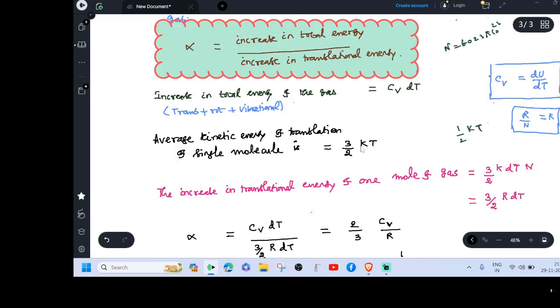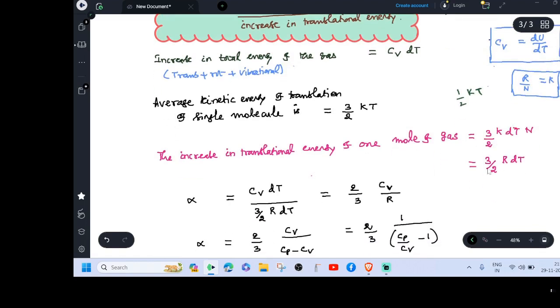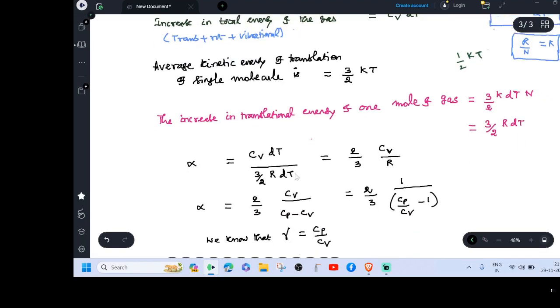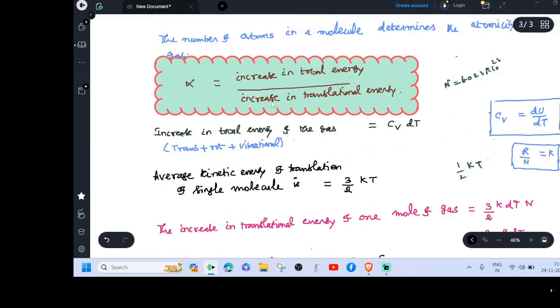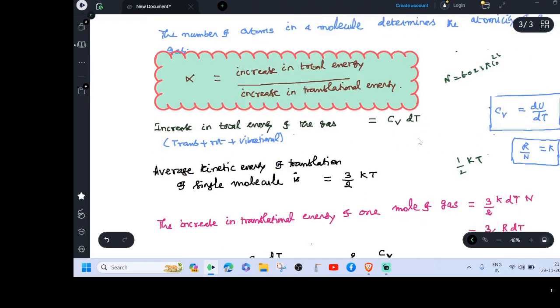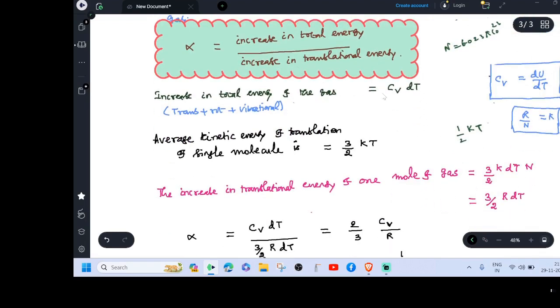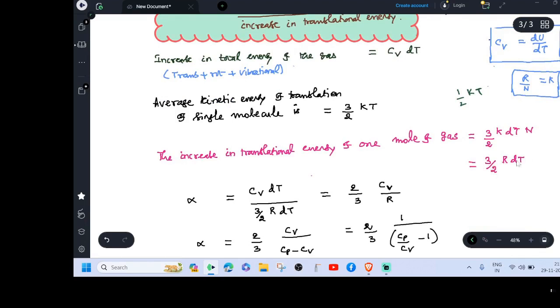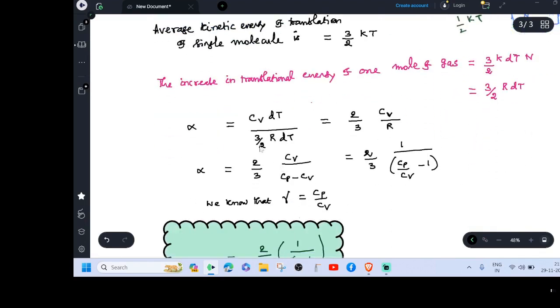So 3 by 2 k, with T replaced by dT, into N. But R by N equals k. So N into k is R. R is our universal gas constant. So the above relation is modified as 3 by 2 R into dT. Now alpha equals Cv into dT, the increase in total energy, divided by 3 by 2 R into dT, the increase in translation energy. So this is 2 by 3 Cv by R.